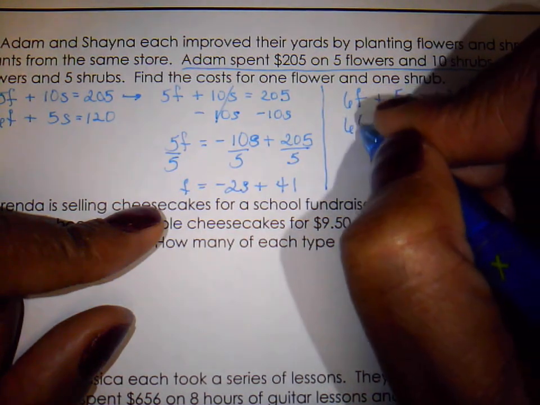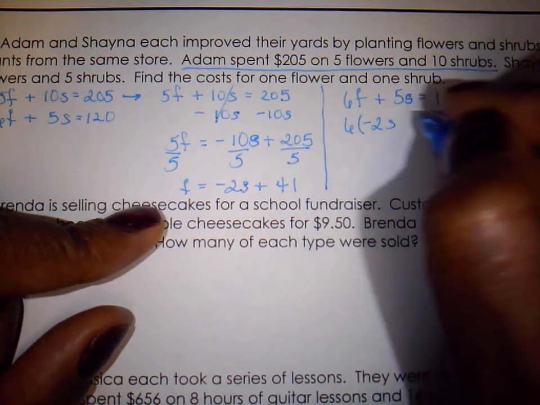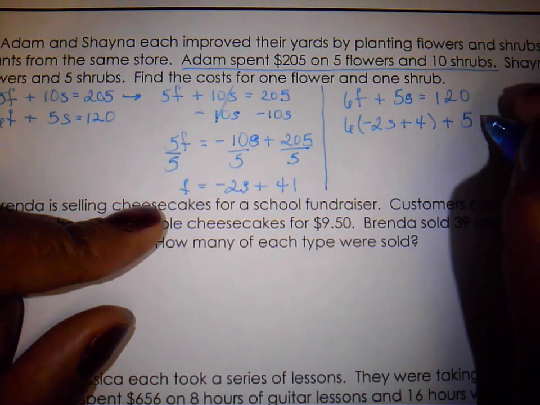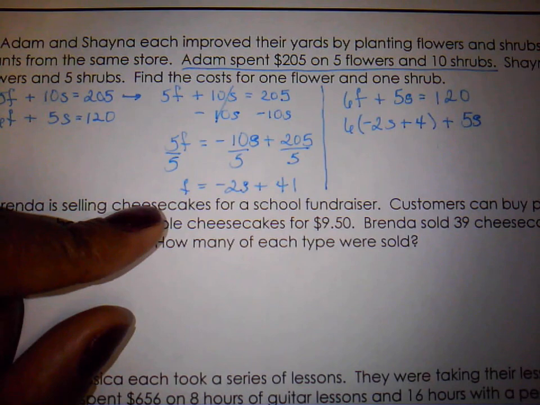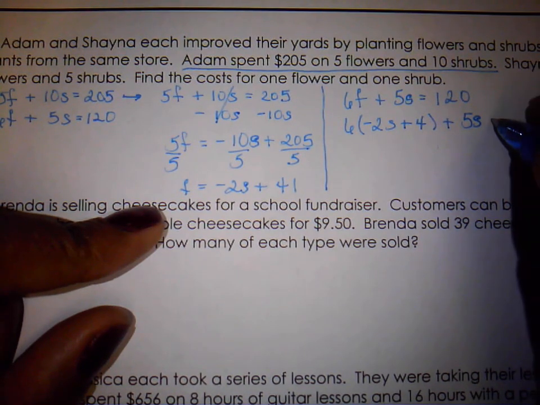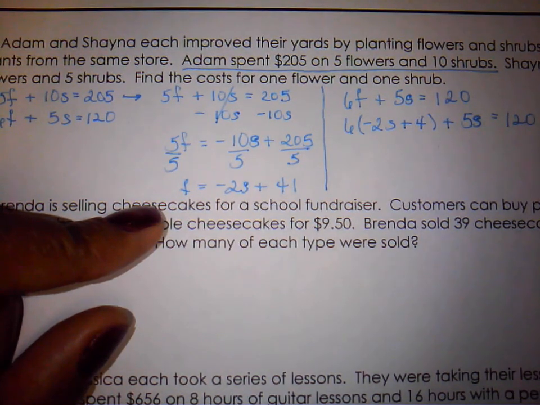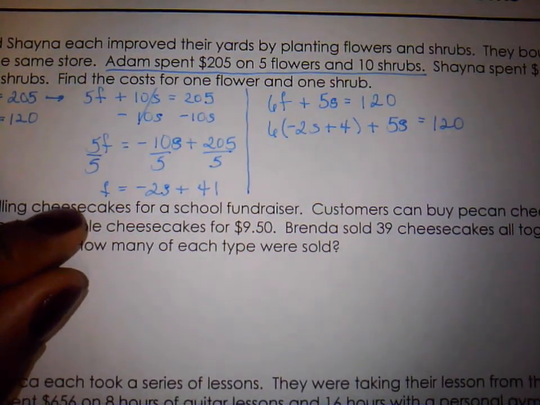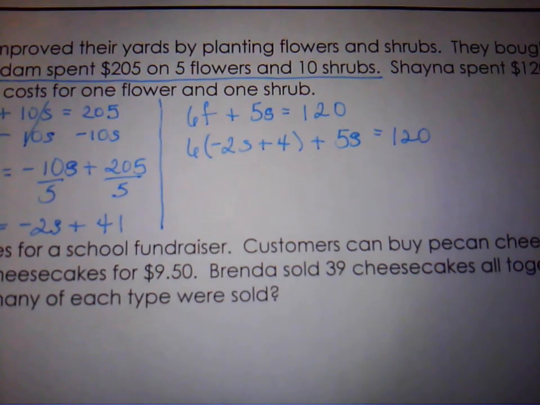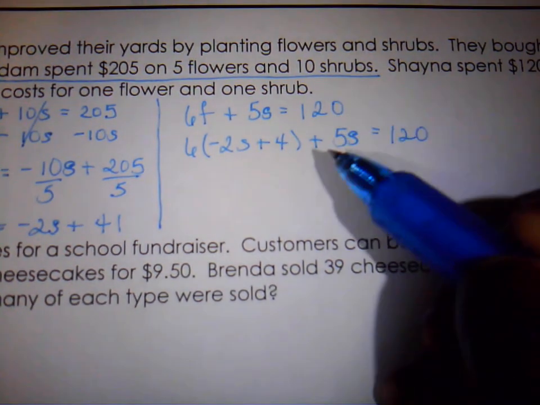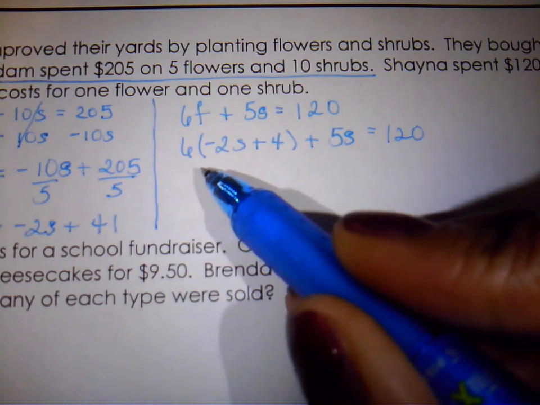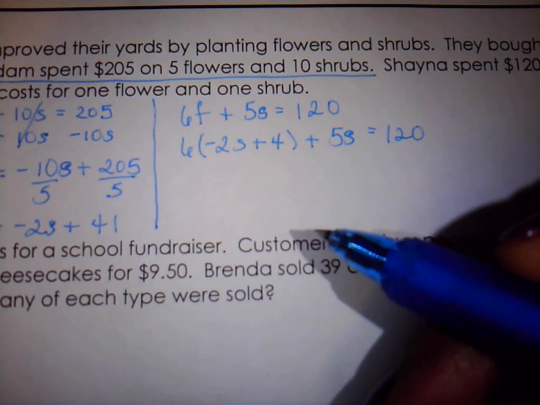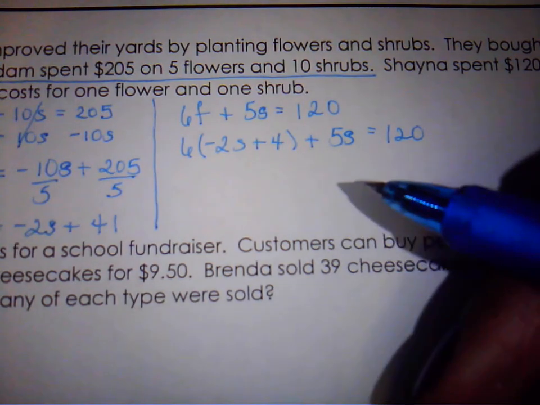So I have 6 times negative 2S plus 41, plus 5S, okay, equals 120. Oh, Jesus. All right, the substitution part is over. So now we're back in middle school. Okay, mathematically speaking, hopefully your behavior will begin to level out and you all will stop being so immature.